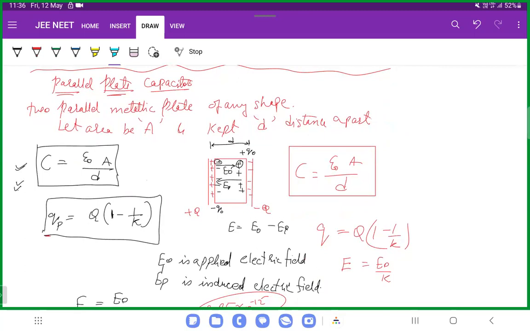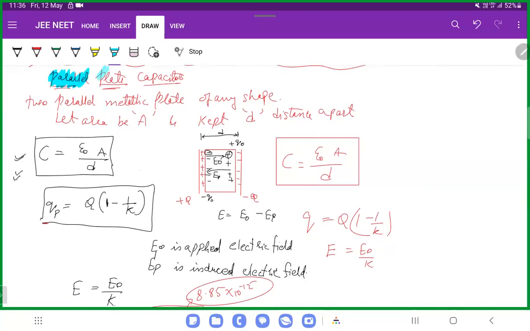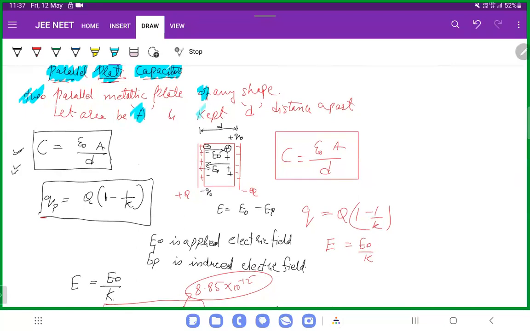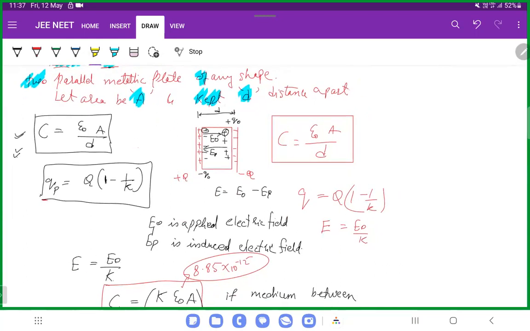On to the very next important topic, that is the parallel plate capacitor. There are so many types: parallel plate, cylindrical plate, circular plate, whatever. Those are different ways. We'll see only parallel plate. Now, what it says: two parallel metallic plates of any shape, let the area be A, kept at a distance d apart. So this is your distance d.